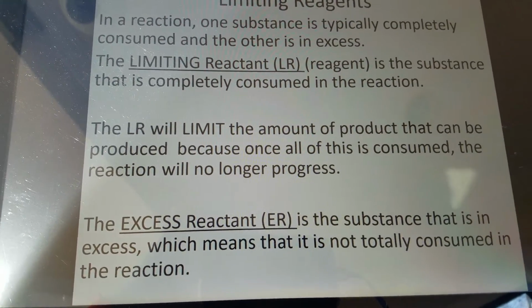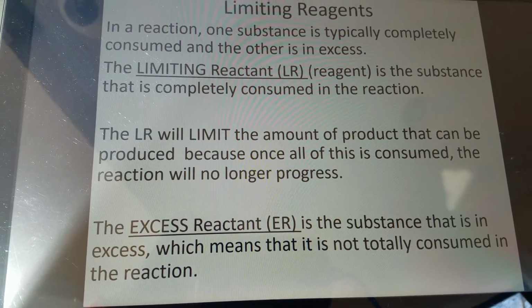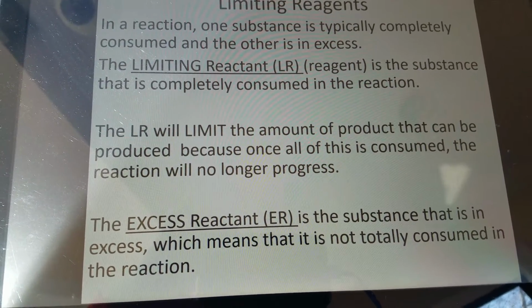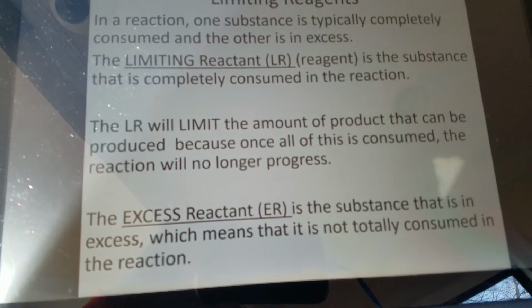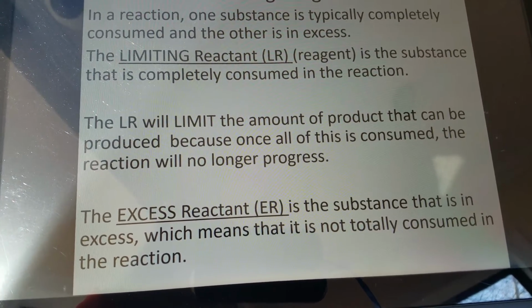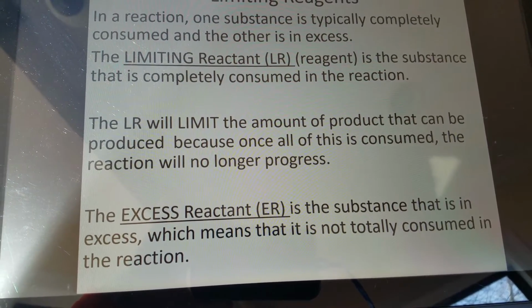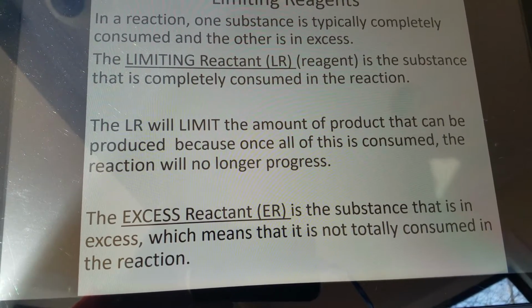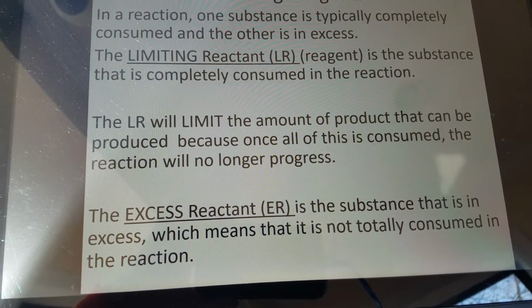Then you'll also be asked to determine how much product you could produce. In order to get the amount of product you produce, you're going to do mass problems, starting with the quantity of the limiting reactant and go on to the product. So we'll look at some examples as we go.